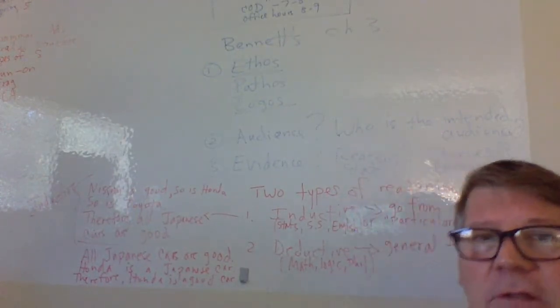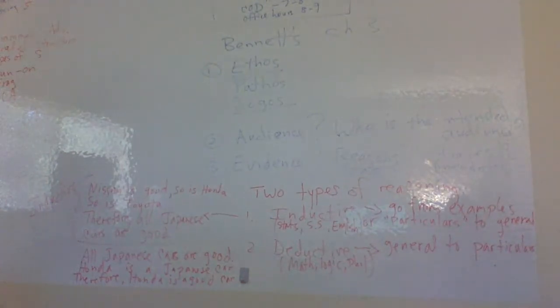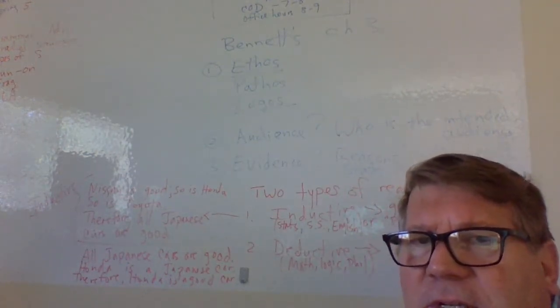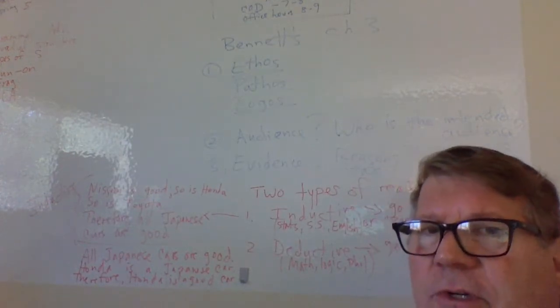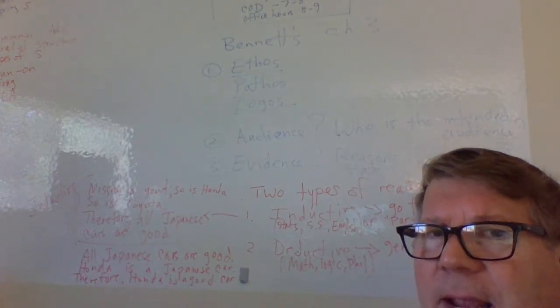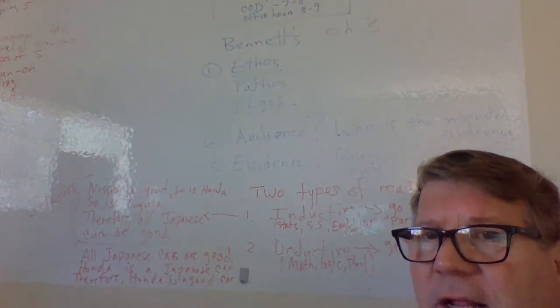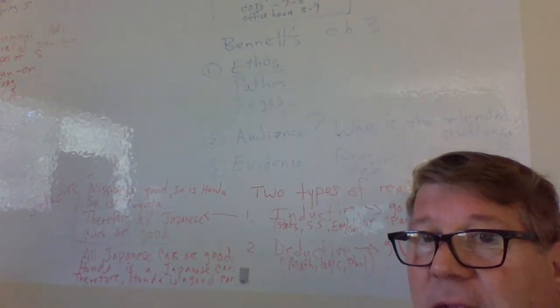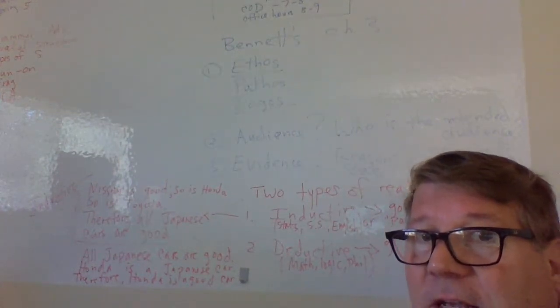And topics include the following. We have ethos, pathos, logos. We have audience, evidence, two types of reasoning. Now she goes into evidence in more detail, primary sources, secondary sources, so you should probably know that. I haven't gone into a lot of detail on that. I have gone into inductive and deductive reasoning in some detail because I think it's important.